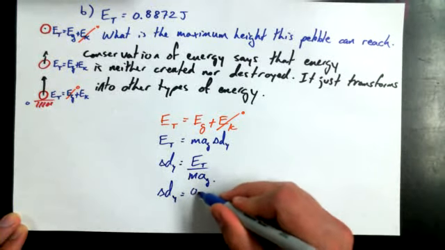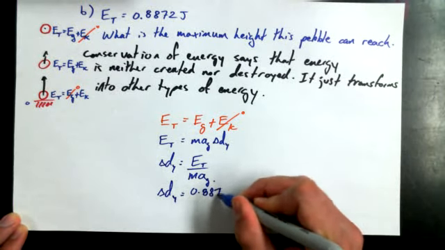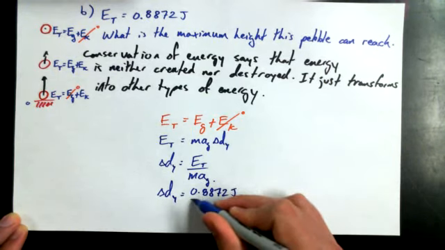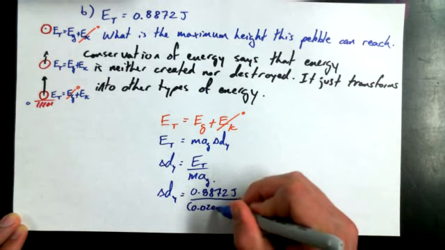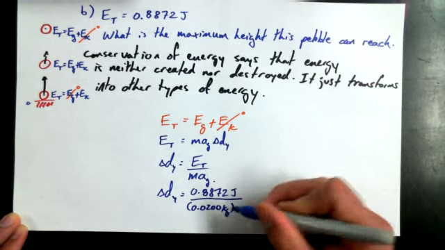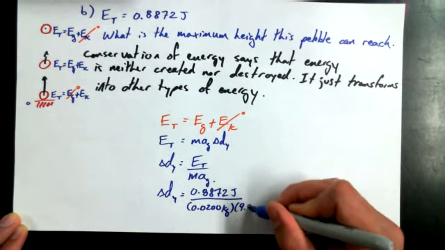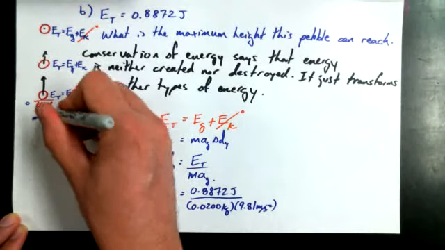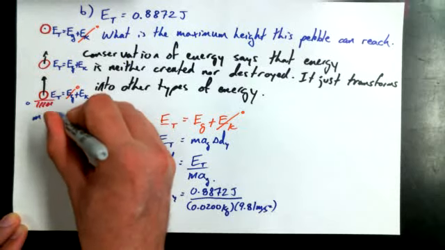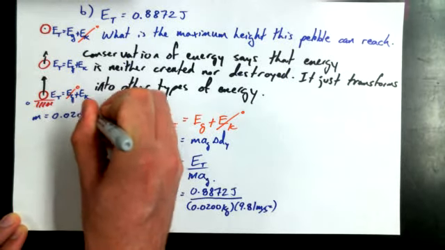And I can start plugging in my values. E total, 0.8872 joules. The mass was 0.0200 kilograms times acceleration 9.81 meters per second squared. And I forgot to make a note, this just carries over from part A that mass is 0.0200 kilograms.